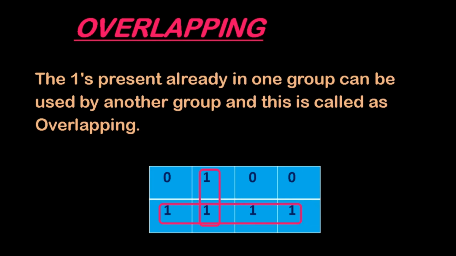And next is overlapping. The ones present already in one group can be used by another group. That is called overlapping. So I am forming a pair of 1 and 1 in a vertical manner, and I am combining 4 ones as a quad in a horizontal manner. And in the second row or second column, if you see, a 1 is there which is used in both the groups. That is said to be overlapping of ones. That is allowed here. So these are the techniques we follow to reduce the variables present in a K-map, and these are the methods of designing a K-map.